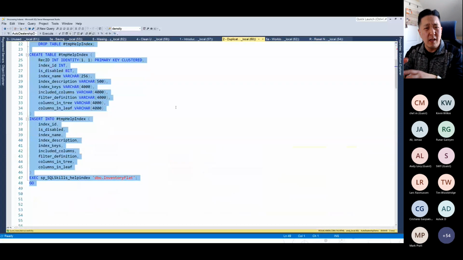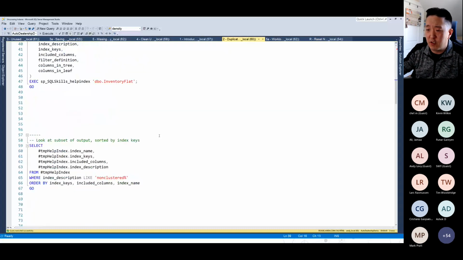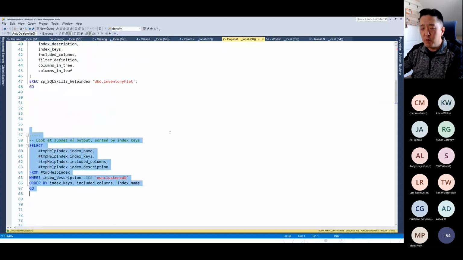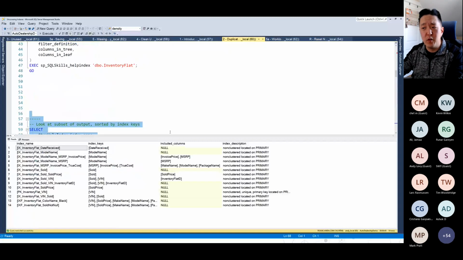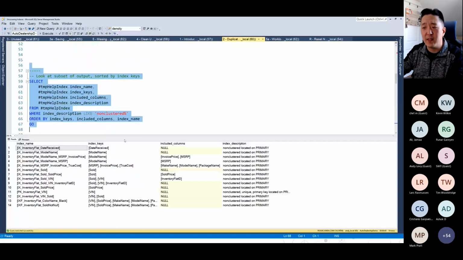I will do this one, or I have a variation of this that will actually go through all the tables in a given database when I'm doing this at a larger scale in a given database environment, because this is an exercise I recommend that you do on a periodic basis. Okay. But right now, let's just look at a subset of the output, and we're going to sort first just by the index keys to help us group all of these different things together.